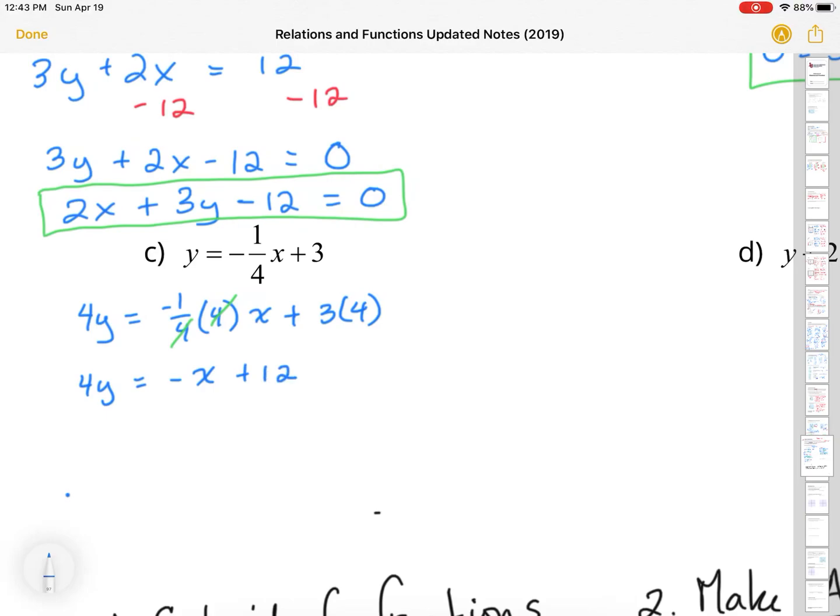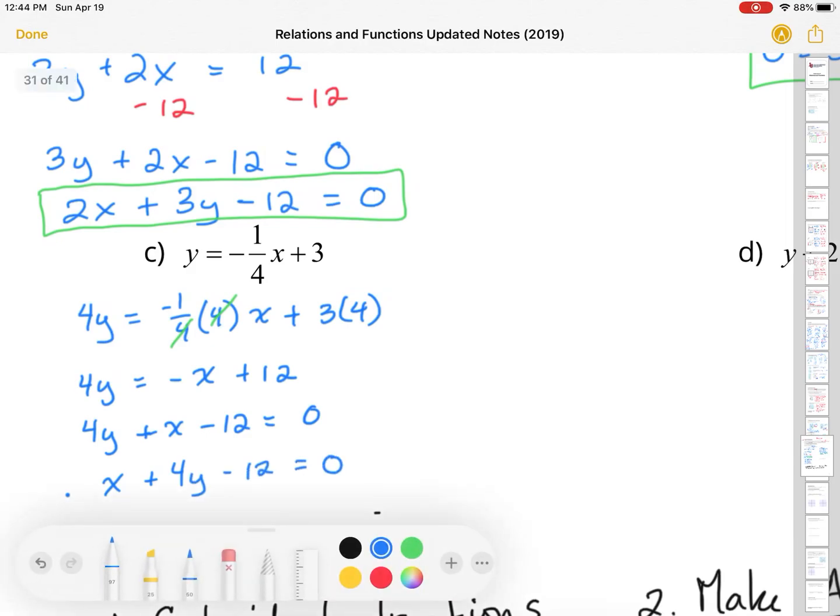Now, this x is negative, so we're going to move it to the other side to make it positive. So I'll get 4y plus x. And then if I move this 12 over, it'll become minus 12, which is equal to 0. I just want to change the order, put my x there, plus 4y minus 12 equals 0.